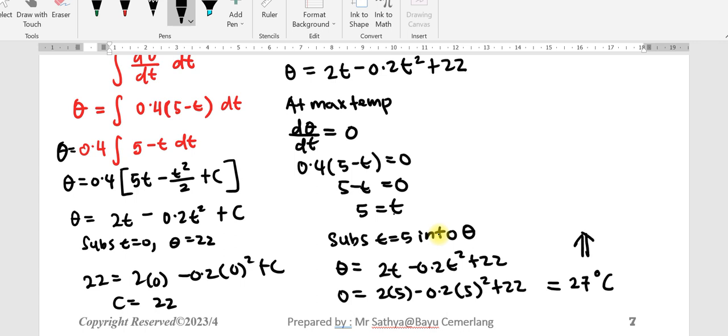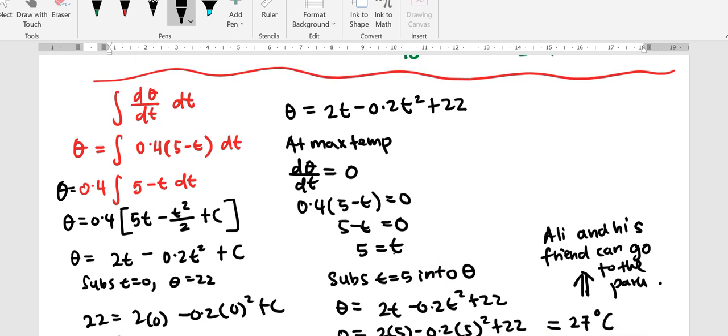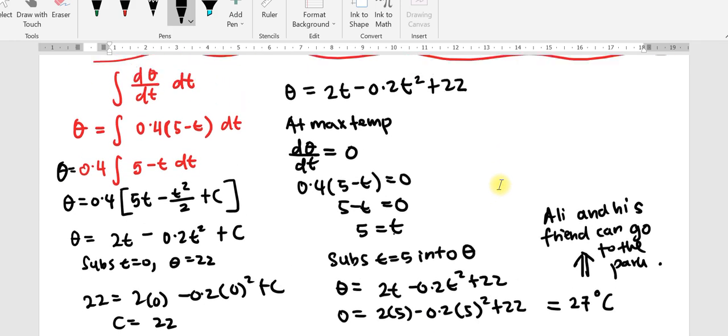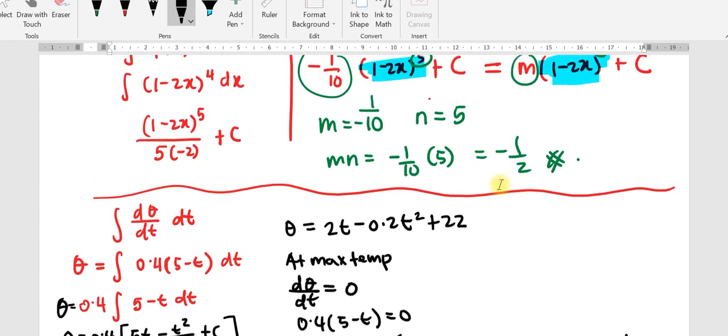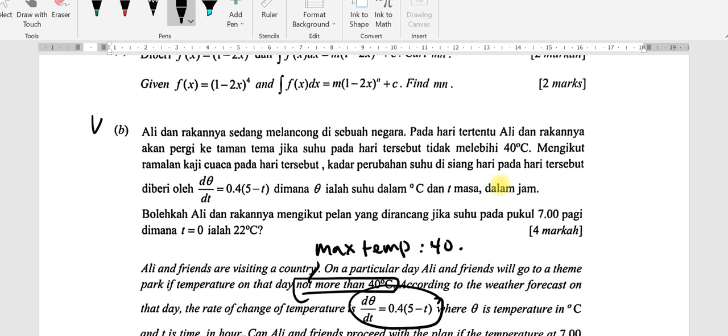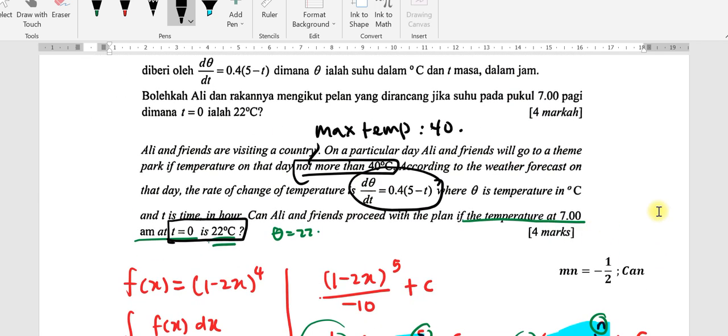That means what? Ali and his friend, syarat dia apa ya? He can go for the theme park if the temperature is not more than 40, right? This one just 27, so they can go lah. Ali and his friends can go to the park. Okay. So ini dia mixture of integration dengan differentiation. Baru you boleh dapat jawapan. Question quite tough, huh? Our time all not like this, you know. This question is quite tough.